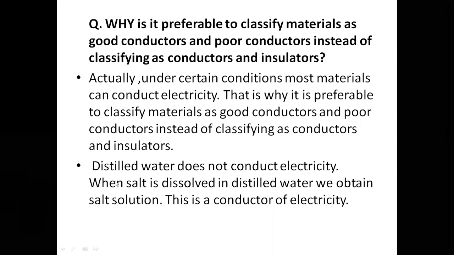Distilled water, for example, we know does not conduct electricity. But when salt is dissolved in distilled water, we obtain salt solution. This is a conductor of electricity. That's why instead of saying insulator, it is better to say poor conductor. Distilled water is a poor conductor of electricity. It will become a conductor, it will show conductivity, when salt is added to it. Hence it is better to say poor conductor instead of insulator.